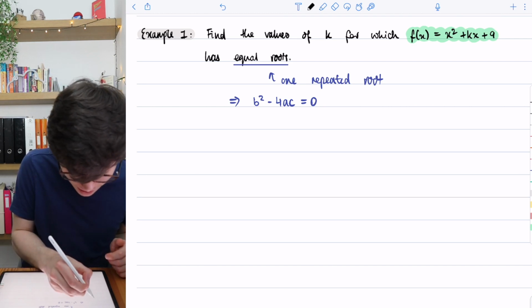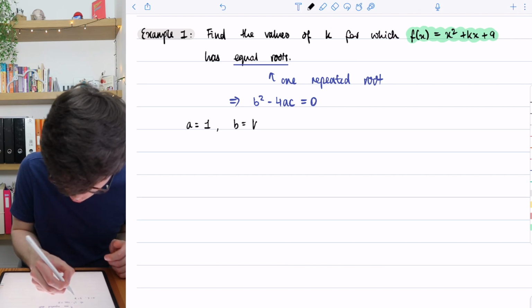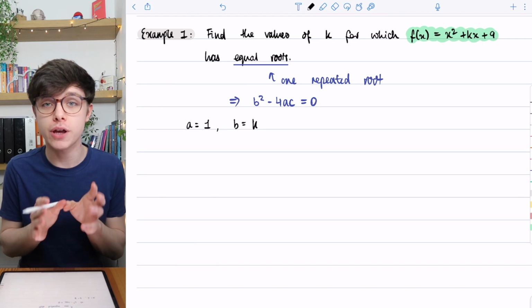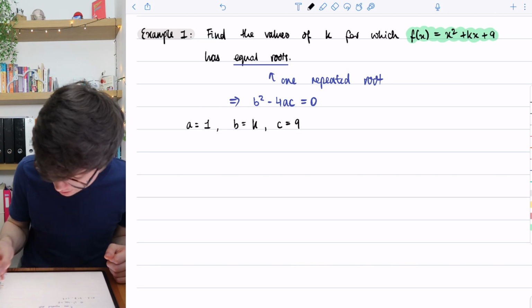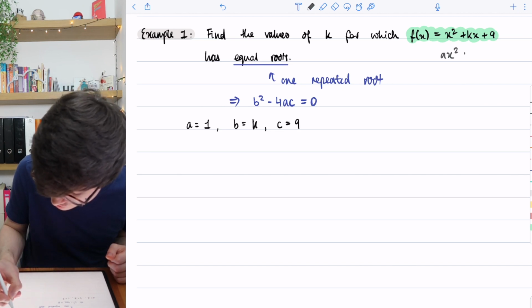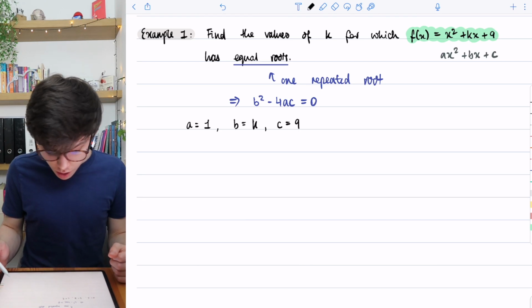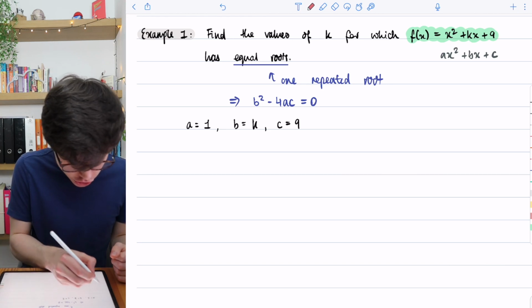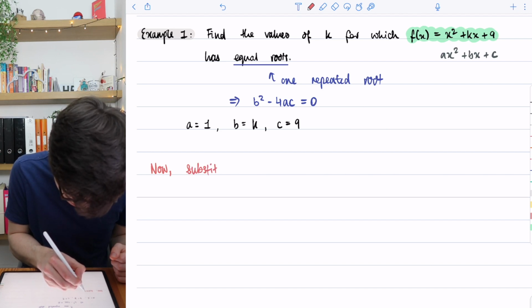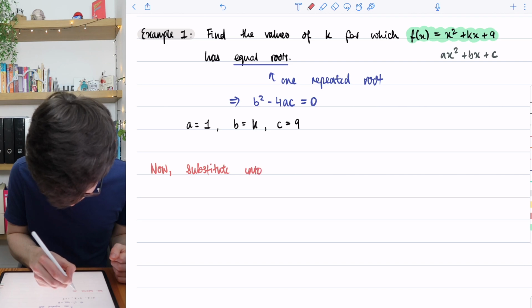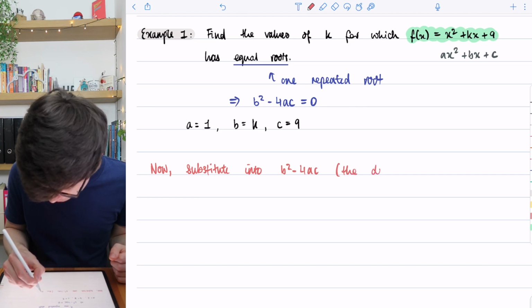We can say that a is equal to 1. We can say that b is equal to k. We don't have a numerical value for b, but we do know that b is k. And we know that c is equal to 9, because all I did is compare it to that form of the quadratic, which is just a general form. Okay, so we know what a, b and c are now, so all I'm now going to do is substitute into b squared minus 4ac, because that is the discriminant.